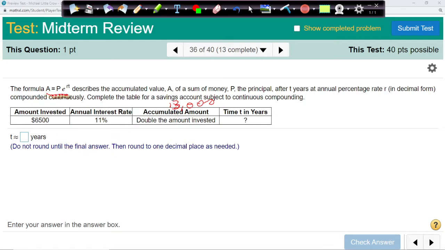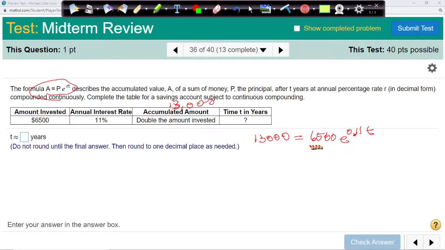So we use this formula here. Get 13,000 equals 6,500. That's our principal. That's our accumulated value. E to some interest rate. We're given an interest rate, 11%. So it's 0.11. And the time, we don't know that. That's what we got to find out.